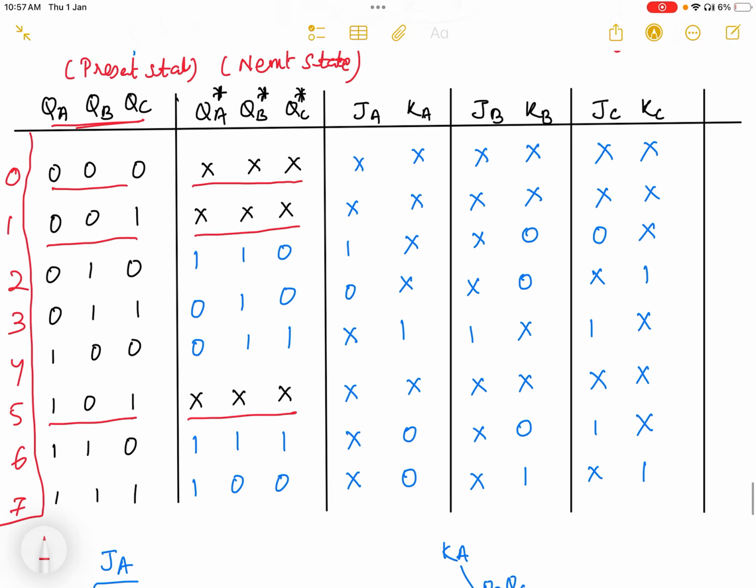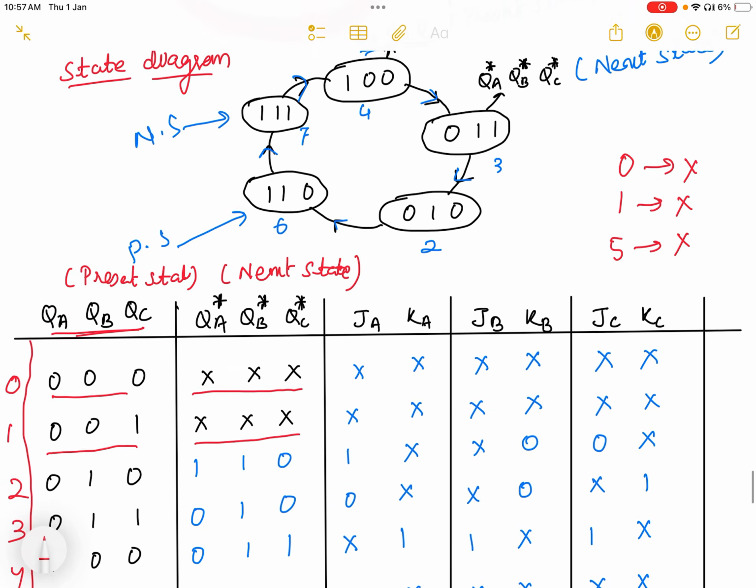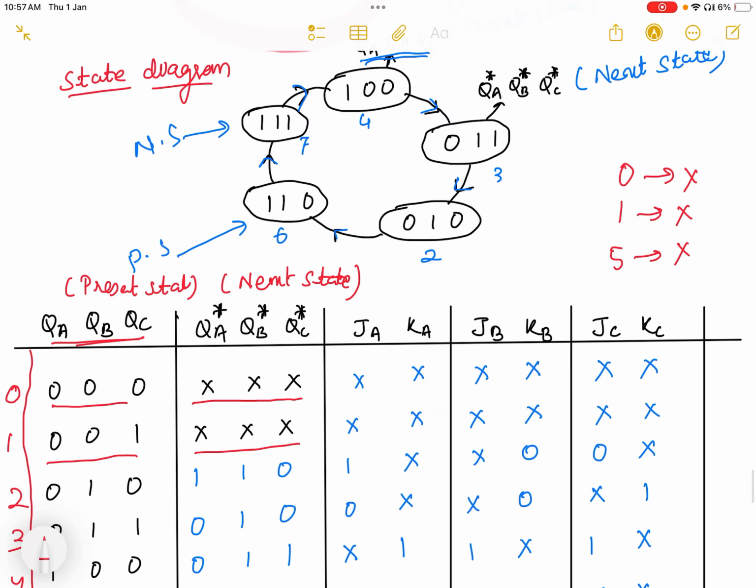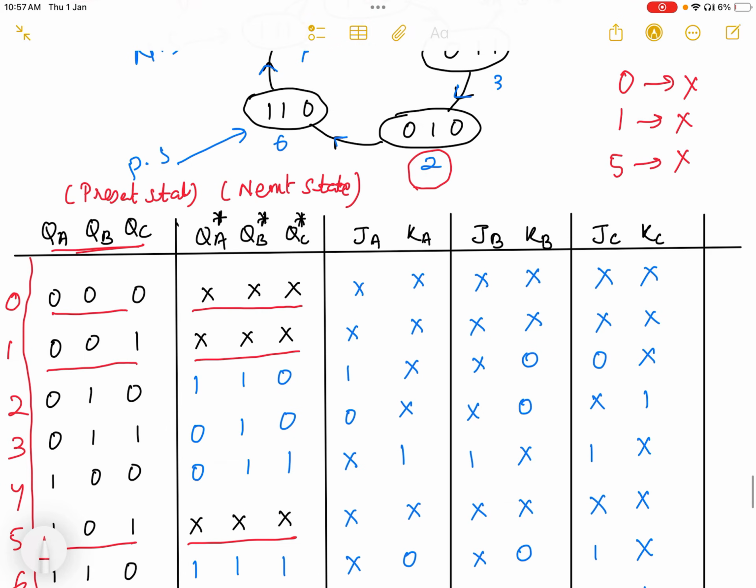Now for the states we do use: 2, 3, 4, 6, 7. Now I will come here. If the present state is 2, the next state is 6. So 0 1 0 represents the present state, and the next state 1 1 0 represents 6.